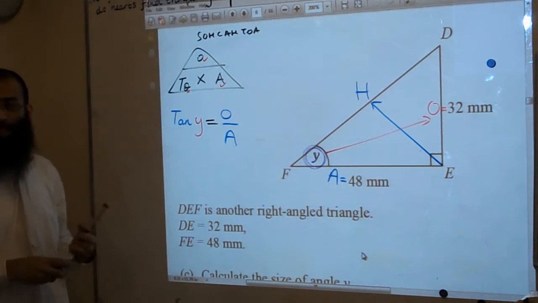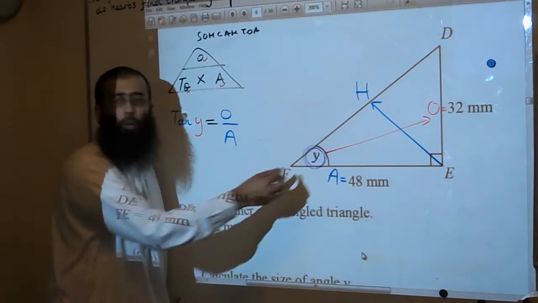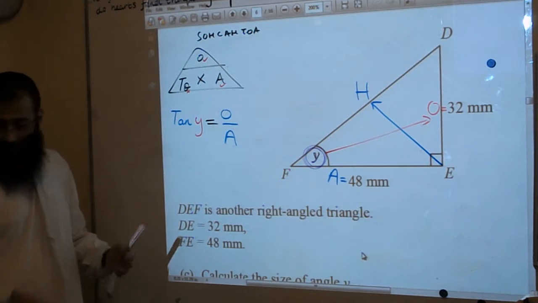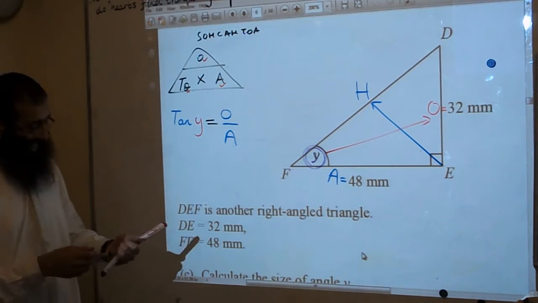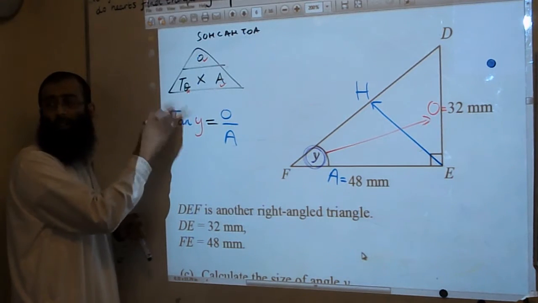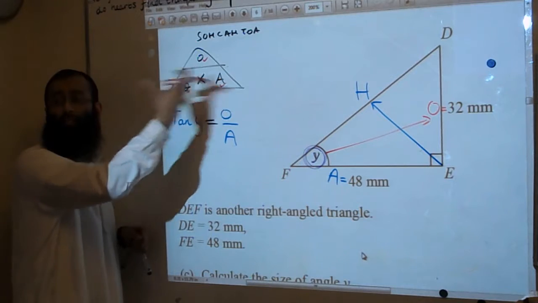Now, in this particular question, do I want to work out the tan of Y, or do we want to work out just Y on its own? We need to work out the Y on its own. So what do we do with the tan then in that case? The tan is acting on the Y, so we've got to take the tan from the left hand side to the right hand side and do the opposite of tan. It's called inverse tan.